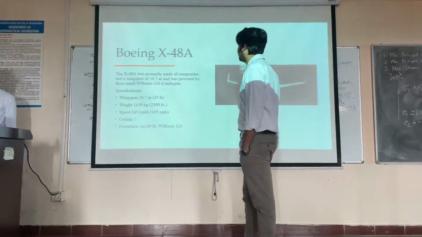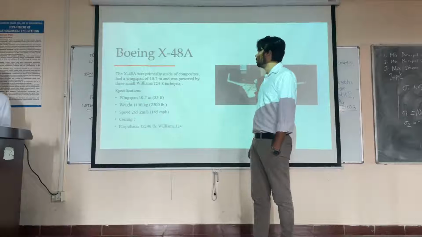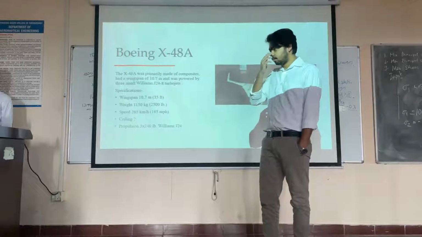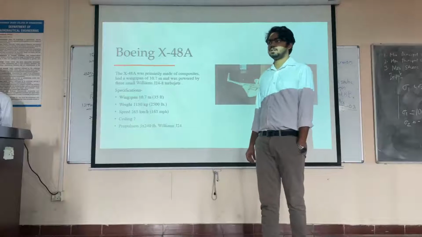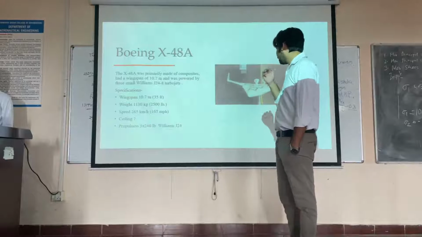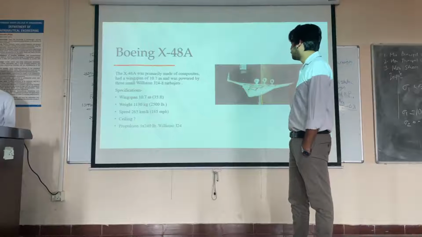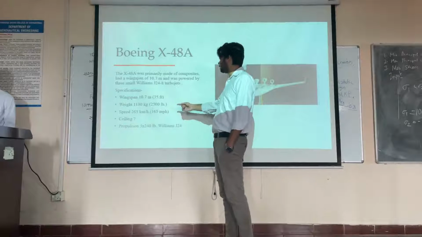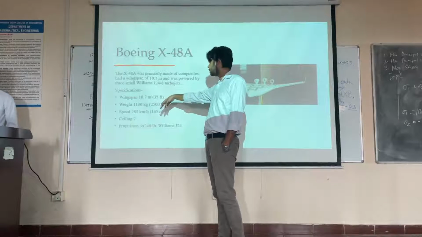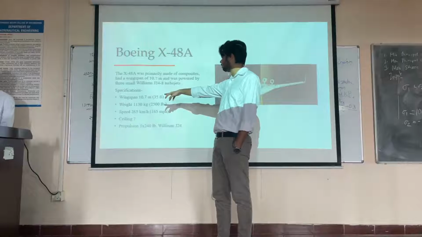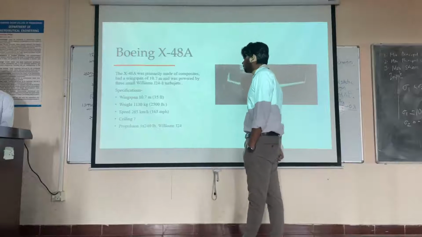This is the Boeing X-48A. It was primarily made of composite and powered by three Williams J-24 turbojets, and this plan was cancelled because of some technical issues. Now the specifications: it has a wingspan of 10 meters, a weight of 1,130 kg, and it can go up to 265 km per hour.